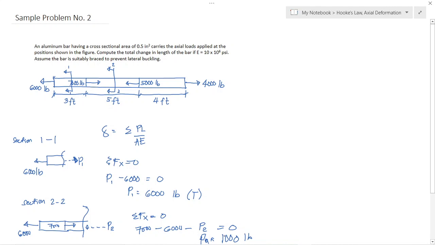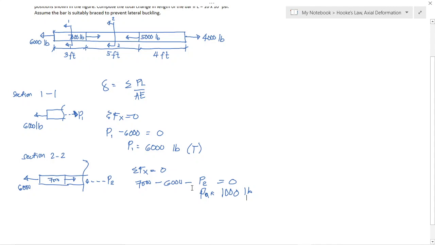1,000 pounds. Di ba? So, P sub 2 natin is 1,000 pounds. P sub 2. 1,000 pounds. Okay. So, we have P sub 2. Kasi magsasum up tayo, class, ng PL over AE. So, kunin muna natin kung ano yung P, internal force, dito sa portion na ito, the internal force at this portion, then internal force at dito naman sa portion na ito.